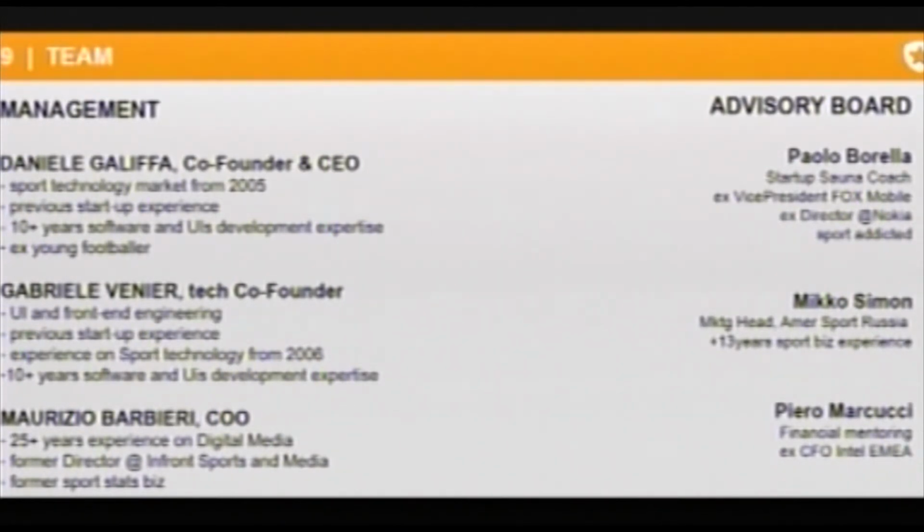And in January, we added an experienced manager in the sport industry from the US, helping us grow the company in Europe. And of course, we do really believe in the help of the advisory board. Mainly, I would like to name, among others, Paolo, who is helping us a lot from Finland. He was a previous director in Nokia Mobile, and he's really sport addicted.